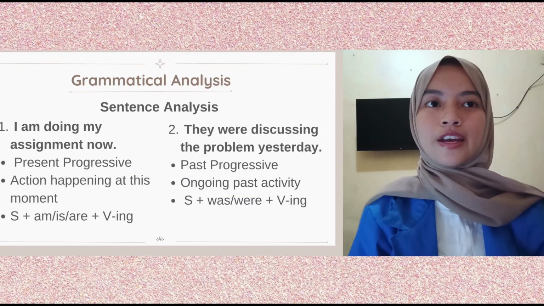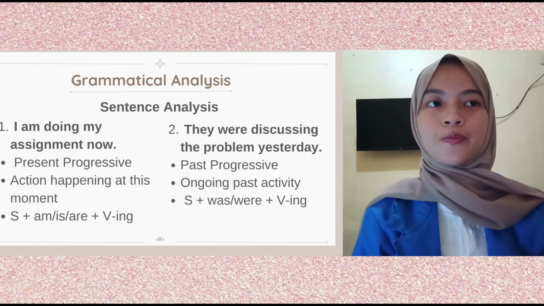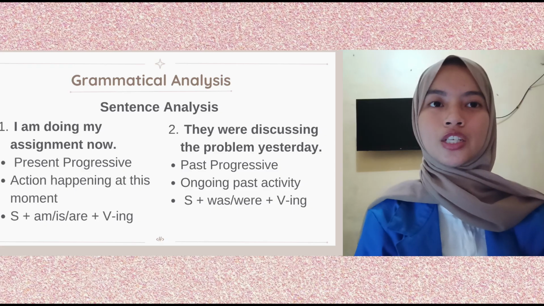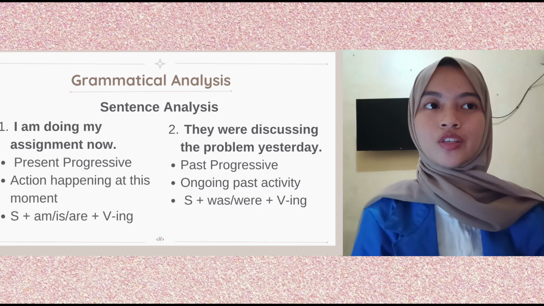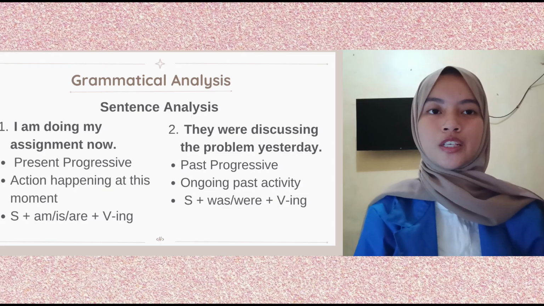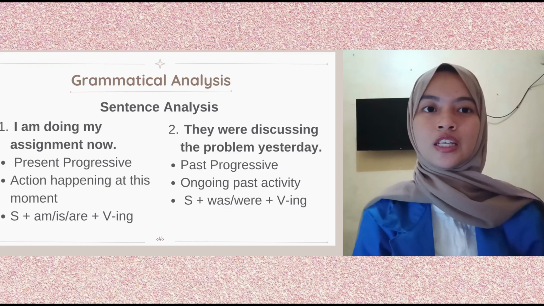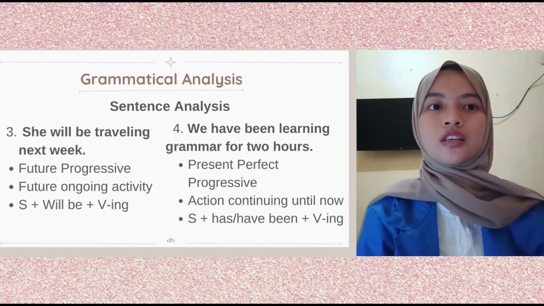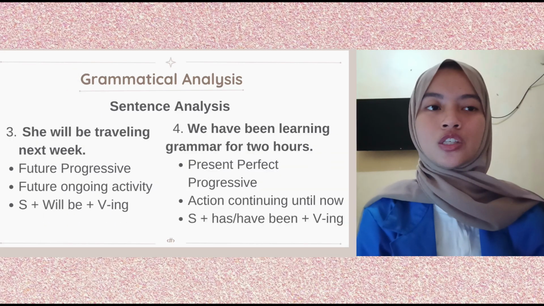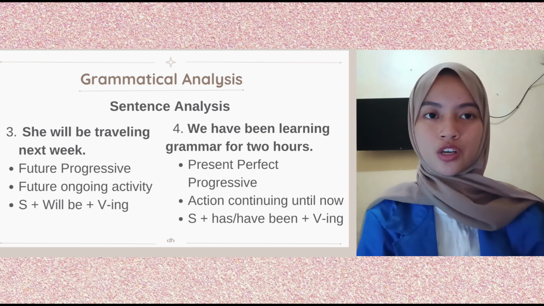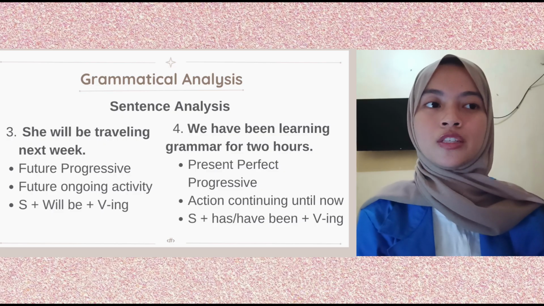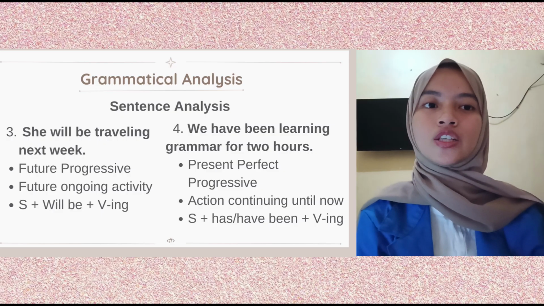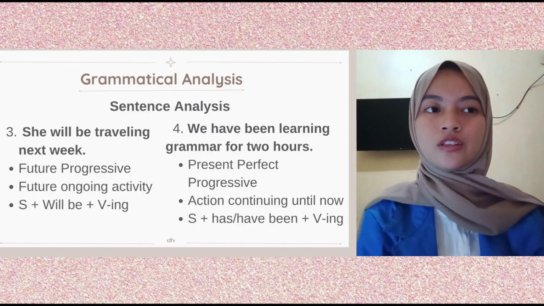The sentence, I am doing my assignment now, uses the present progressive tense to show an action happening at this moment. The sentence, they were discussing the problem yesterday, uses the past progressive tense to describe an ongoing activity in the past. The sentence, she will be traveling next week, uses the future progressive tense because it describes ongoing activity in the future. The sentence, we have been learning grammar for 2 hours, uses the present perfect progressive tense to show an action that started in the past and continues until now.